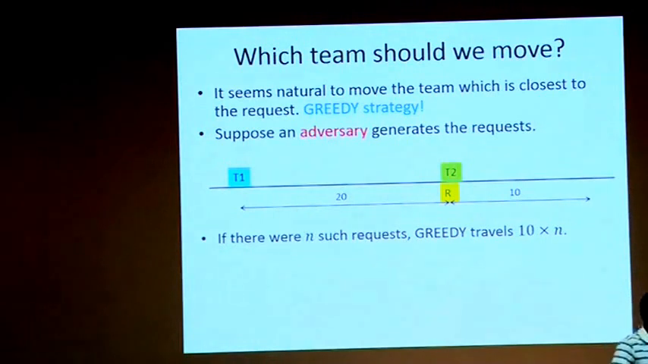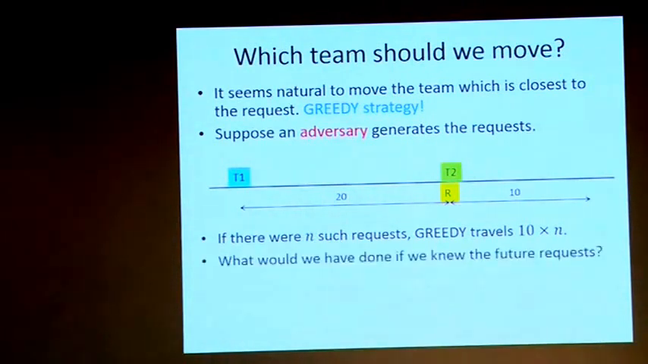Everyone with me? Any questions? Okay, good. So n requests, greedy travels 10 times n. Now, you must be wondering, is there a better way of doing this? Of course, right? Almost everyone can perhaps see what is the better way of doing this if I knew what the future requests were. Suppose I told you where the requests were arising in the future.